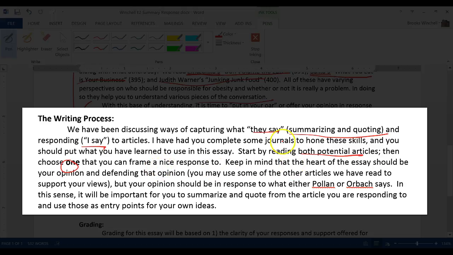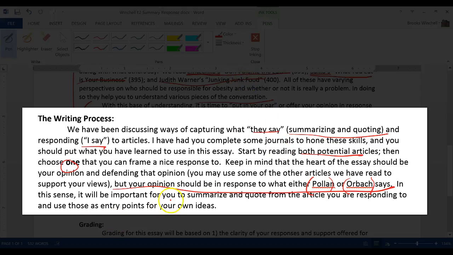Keep in mind that the heart of the essay should be your opinion and defending that opinion. So you may want to use some of the other articles that we've read, the Zinczenko, the Warner, or the Balko, in developing your opinion, but your opinion should be done in response to what either Pollan or Orbach says. So the Pollan article or the Orbach article should be the center of your essay. You should have a complete summary of whichever one you choose, and your response should be directed to the article that you choose, even though you could bring in some of the other ones to help support your ideas.